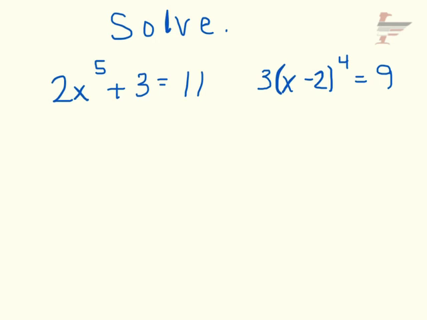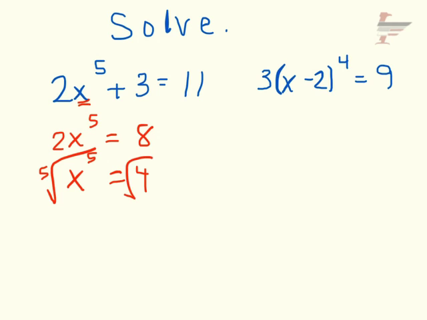Alright, solving, so you want to isolate the x, so I'm going to subtract 3 and divide by 2, and then I'm going to fifth root both sides, and I do not know the fifth root of 4, so that is your answer, and it's not plus or minus because it's an odd root.